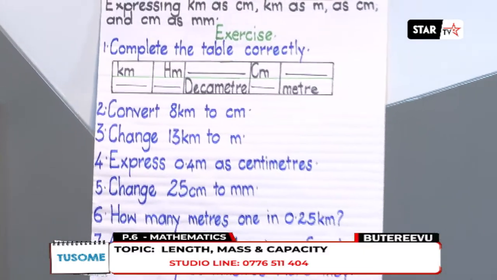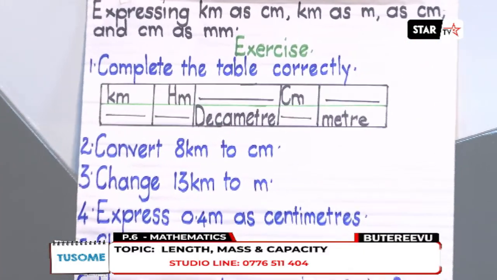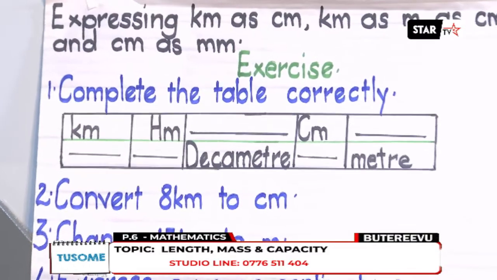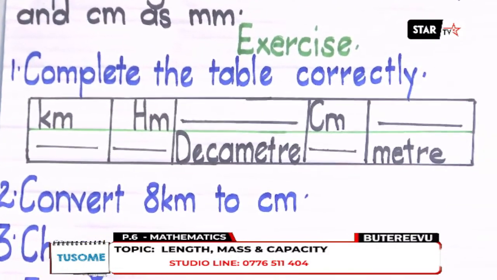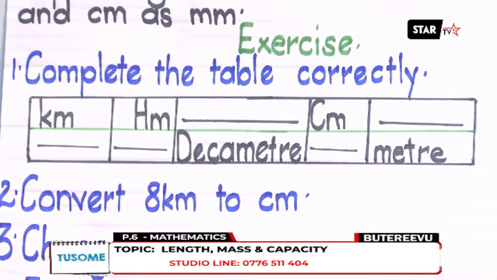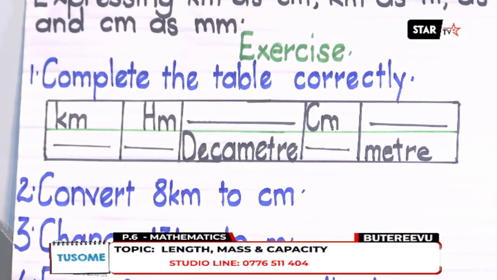800,000 centimeters. Yes. 1 kilometer equals 100,000 centimeters. You are very correct and bright. 8 kilometers equals 8 times 100,000 centimeters. That's wonderful. My final answer is 800,000 centimeters.